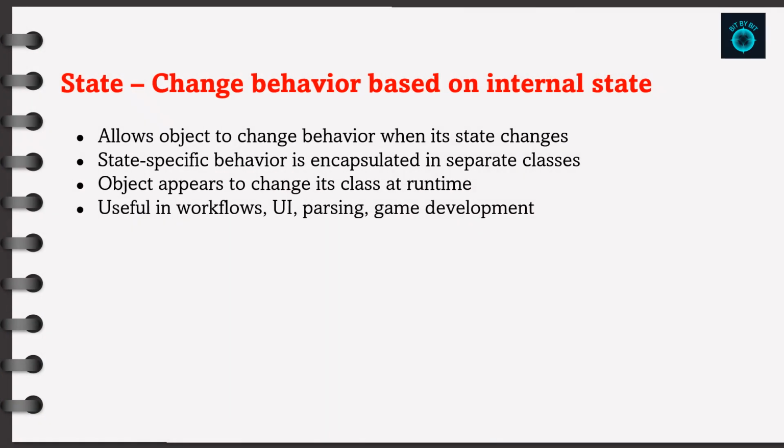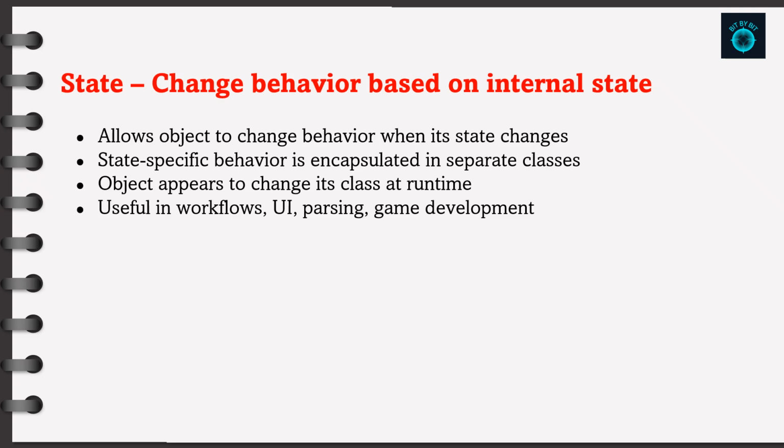State. Change behavior based on internal state. The state pattern lets an object change its behavior based on its internal state. Rather than using large conditionals, like if-else or switch statements, you encapsulate each state in its own class and delegate behavior to that state. This keeps your code organized, flexible, and extensible, especially when the logic for each state is complex. The context object maintains a reference to a current state, and it delegates requests to that state.